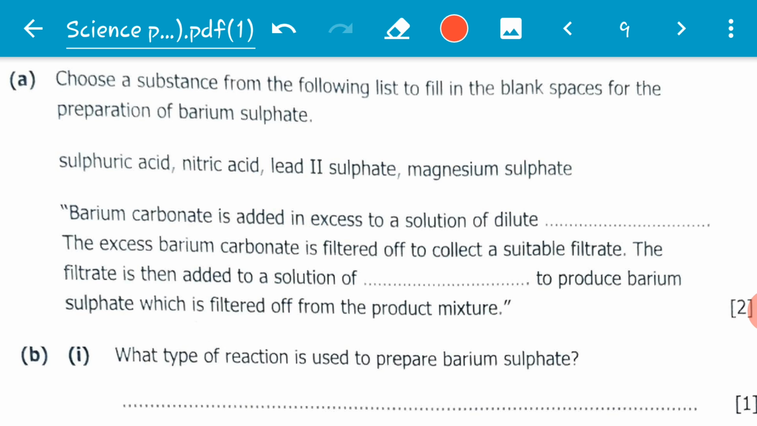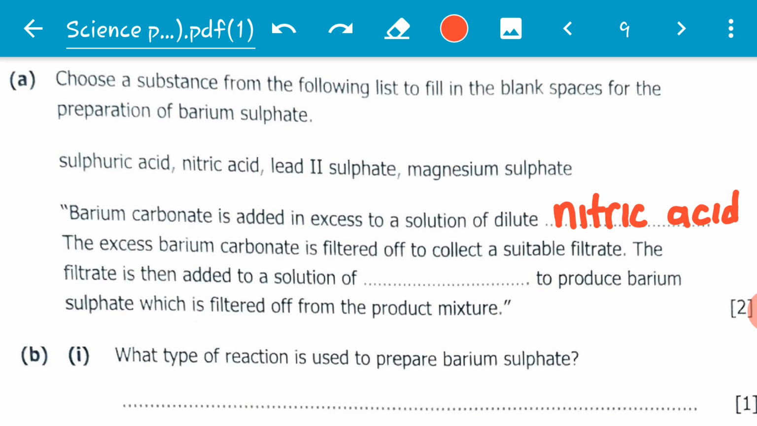We cannot add barium carbonate to sulfuric acid because barium sulfate is insoluble and it is what we are preparing, and this is not the time when we should actually prepare barium sulfate directly. So the first blank will be nitric acid. So it will read, barium carbonate is added in excess to a solution of dilute nitric acid.